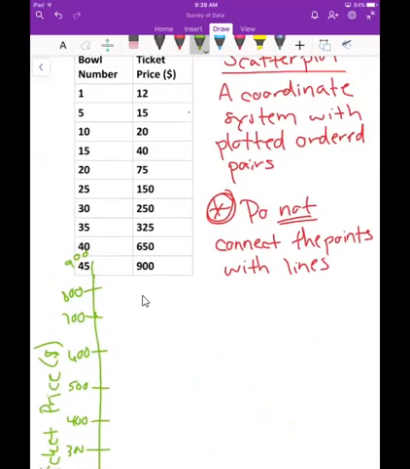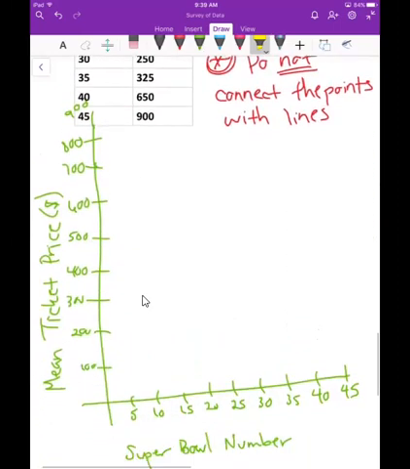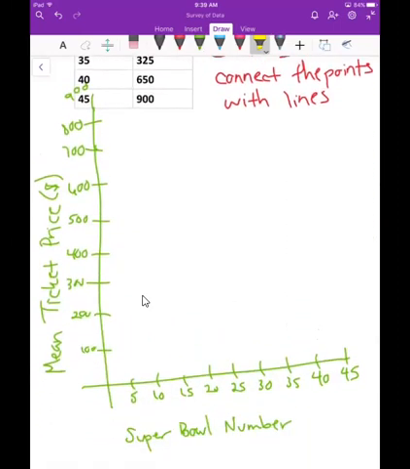So I'm going to go back to the top of my data set. The first point I'm going to plot is 1, 12, and that is in the correct order. It's X and then Y, so I need to go to 1 on my X axis and 12 on my Y axis, and I'm going to approximate the best I can. So 12, since just one step is 100, is going to be really close to the bottom. So 1, 12, and that point is down here. I'm going to plot it the best I can there. Okay?